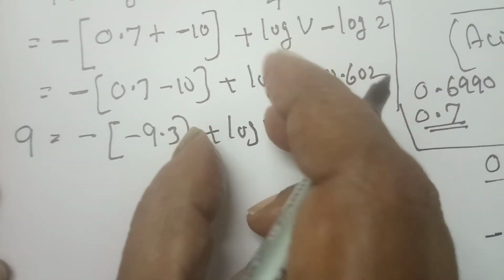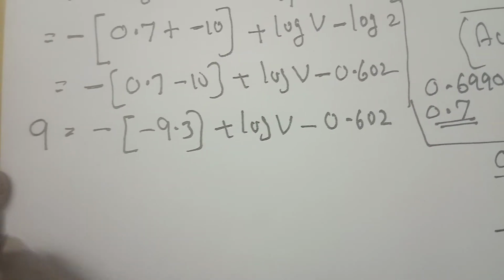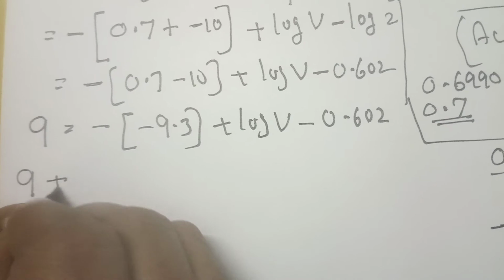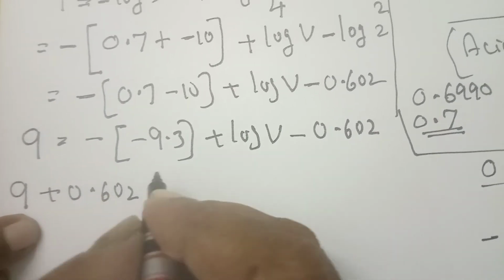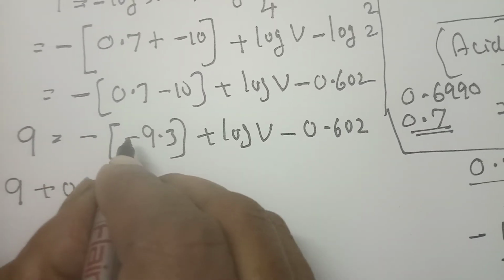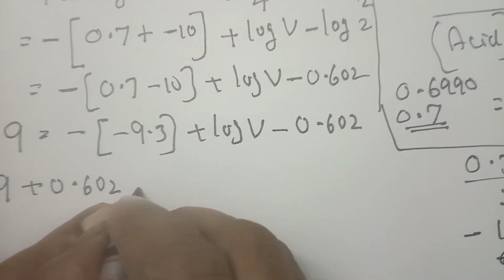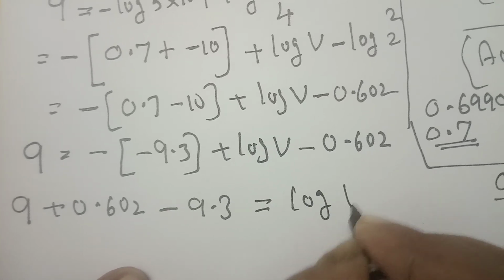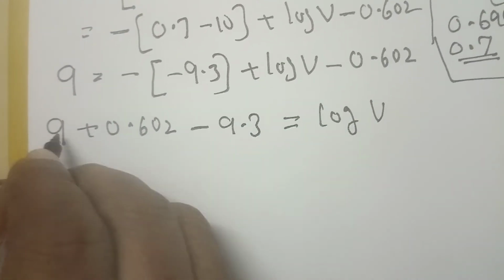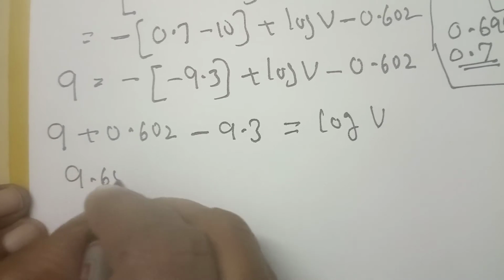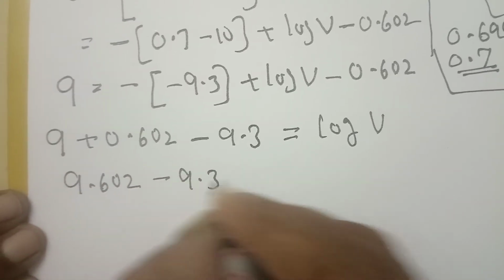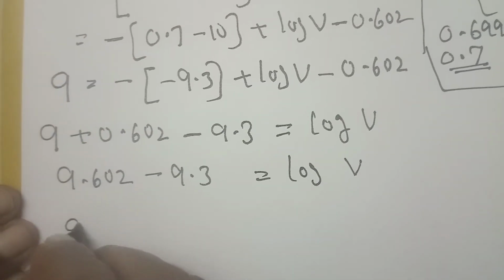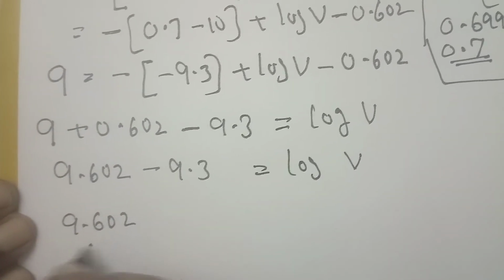You keep log V here itself. You bring everything to the other side. So I am writing here 9. This minus is coming here, so plus 0.602. Then minus into minus becomes plus, and minus 9.3 comes to this side, equal to log V. So now we can do this. On addition, 9.602 minus 9.3 is equal to log V. This is subtraction. Here itself I am doing 9.602 minus 9.3.